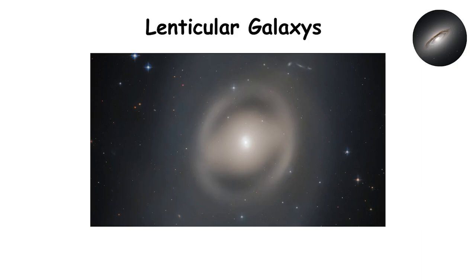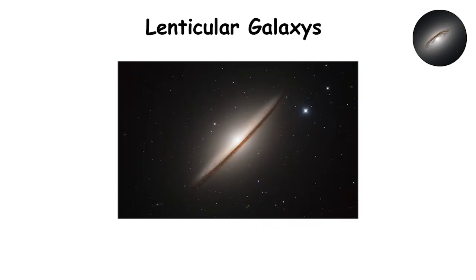Astronomers sometimes struggle to classify them because they share characteristics with both spirals and ellipticals. A famous example is the Sombrero Galaxy, which looks like a wide-brimmed hat with its prominent dust ring. These galaxies help us understand how galaxies change over time.